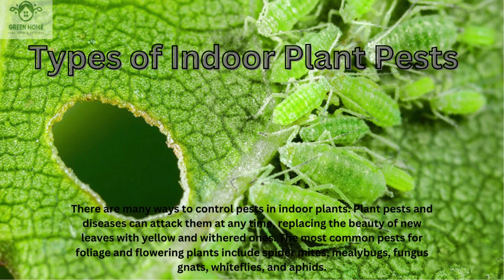Types of indoor plant pests. There are many ways to control pests in indoor plants. Plant pests and diseases can attack them at any time, replacing the beauty of new leaves with yellow and withered ones. The most common pests for foliage and flowering plants include spider mites, mealybugs, fungus gnats, whiteflies, and aphids.